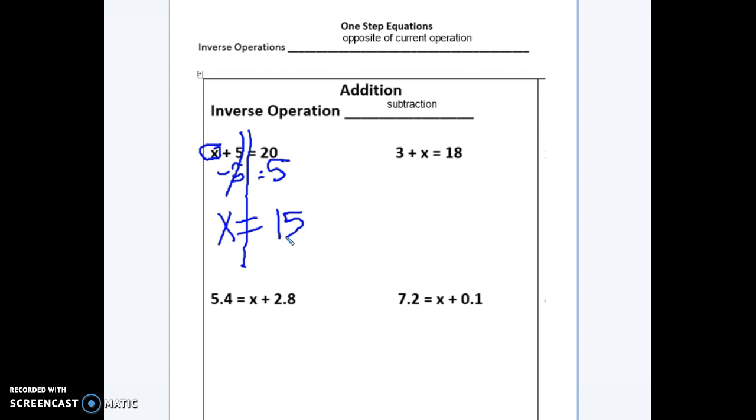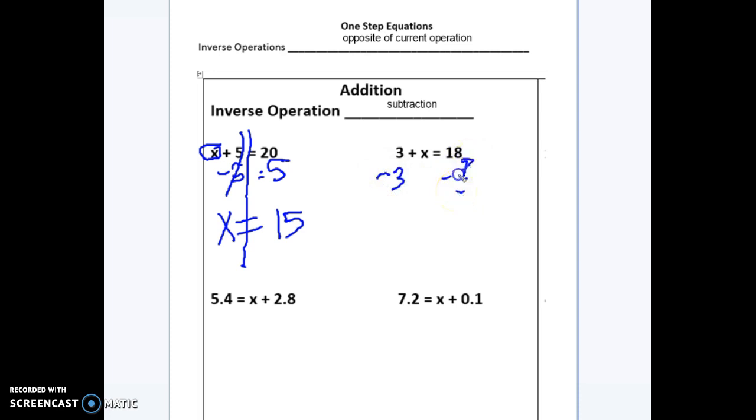Our second problem here shows 3 plus x. In elementary and in the beginning of 6th grade, you might have thought, well, 3 plus what gives you 18? But now that we're really working on the standard of solving equations, we want to understand the process behind solving the equation and keeping the equation balanced. So again, we want to isolate the variable x. We want x all by itself, so we're going to subtract 3 from both sides.